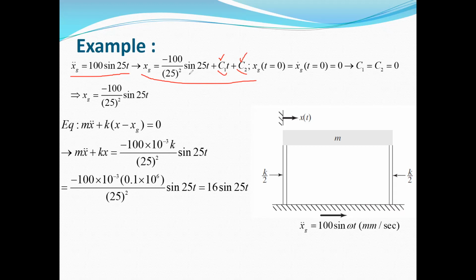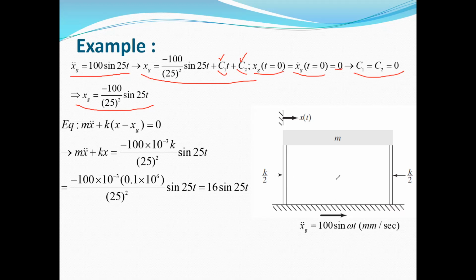And now we can use the initial condition for xg, which at t equal to 0, the displacement and velocity, both of them are 0. So when you substitute into xg, you can conclude that both constants c1 and c2 are equal to 0. And finally, we can conclude that the displacement of the base is minus 100 divided by 25 squared times sine 25t. This is the base excitation.